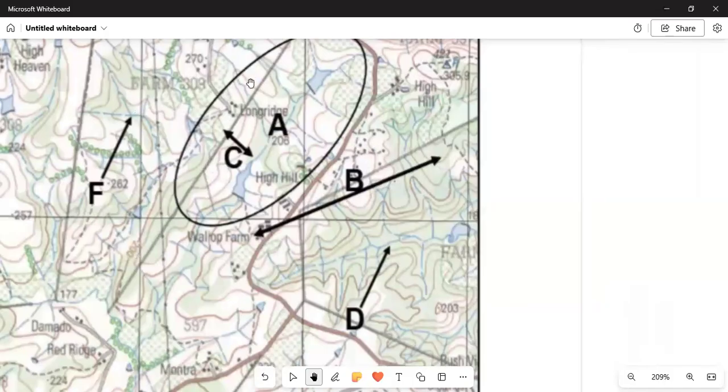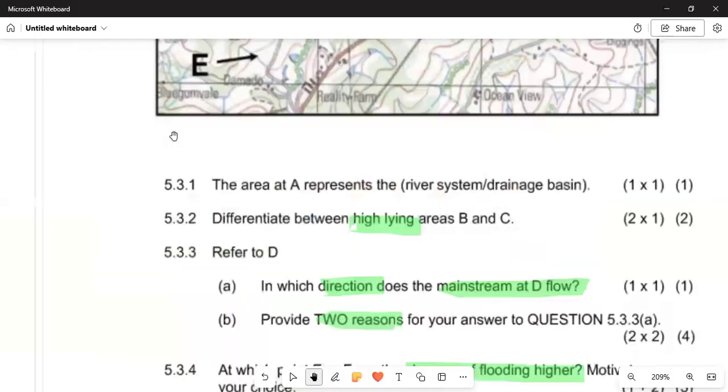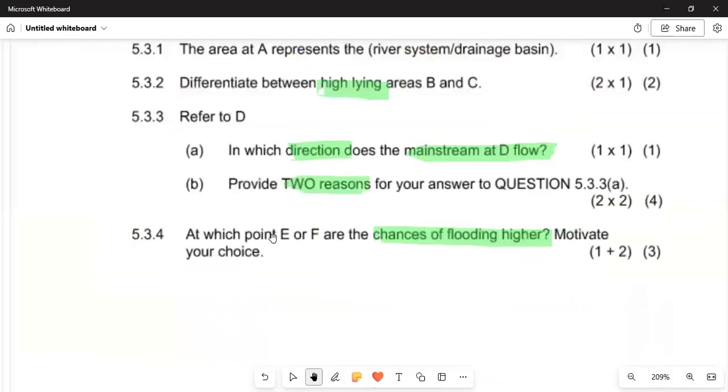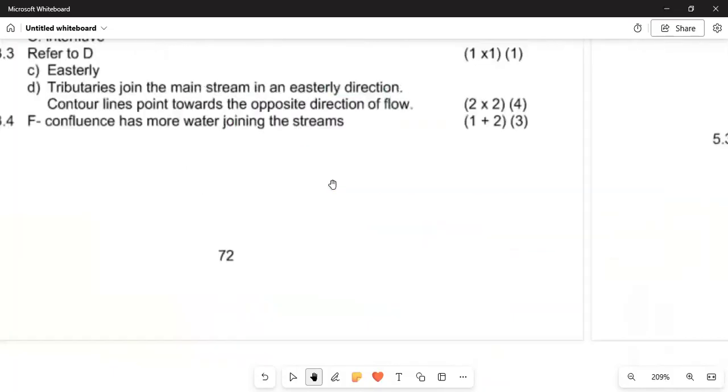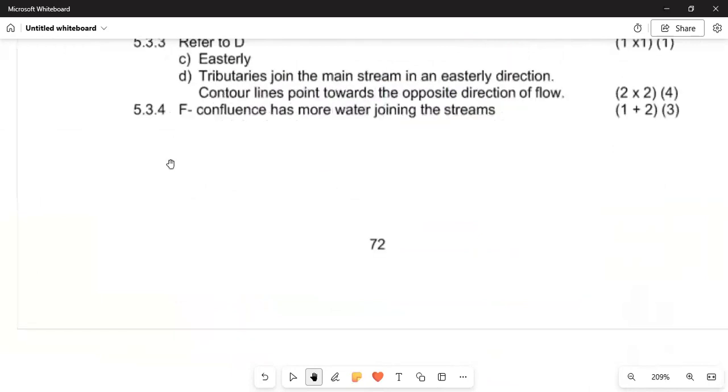And then we go to the question. Once again, they say, at which point, E or F, are the chances of flooding higher? Motivate your choice. So which one is going to flood? That is F. And why are we saying F? The confluence has more water joining the stream.